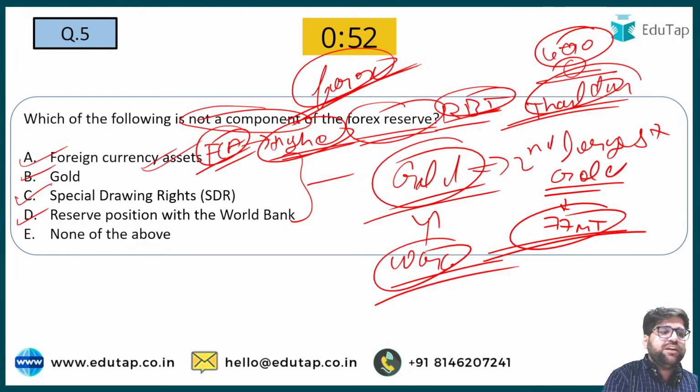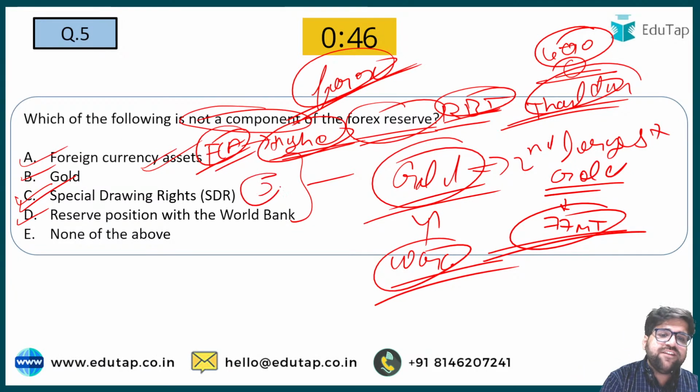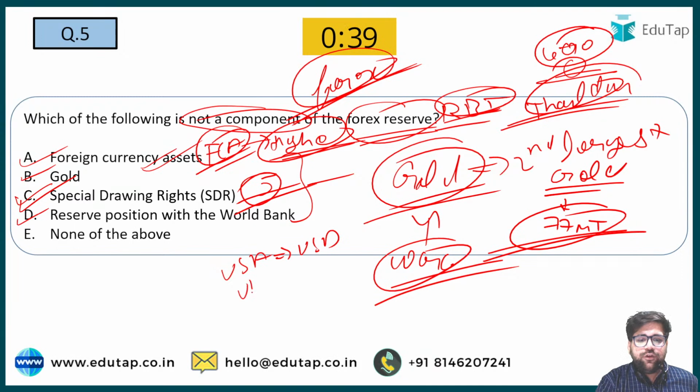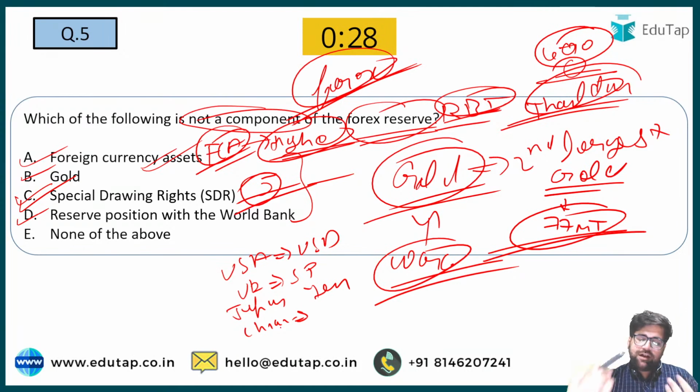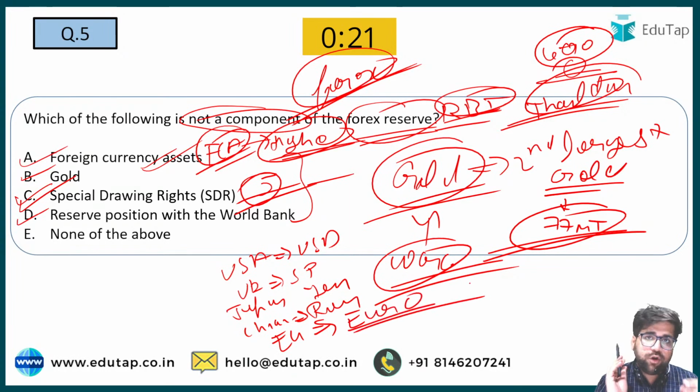Now we come to special drawing rights. Under special drawing rights, there are different currency sets. If I am not wrong, there are 5 currencies: the USA's USD, the UK's sterling pound, two countries from Asia, Japan and China, with Japan's yen and China's renminbi, and for the EU, the euro. So you have to remember this knowledge as well.